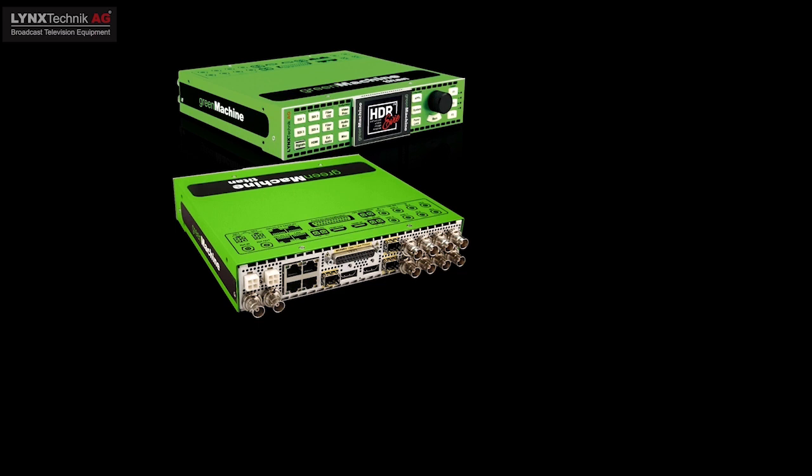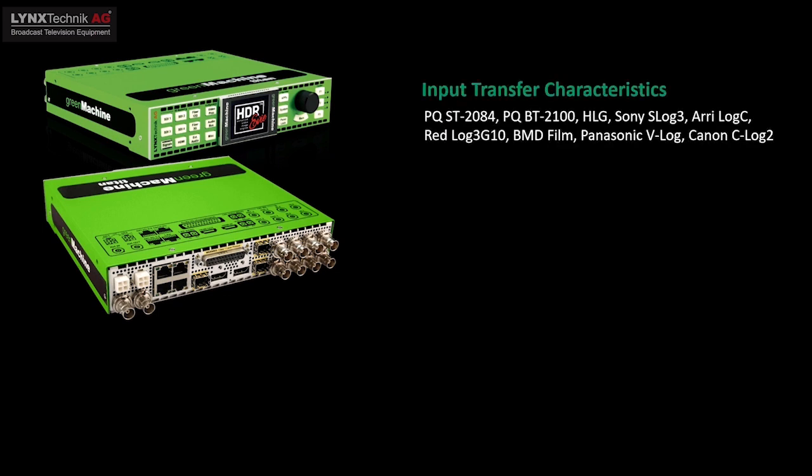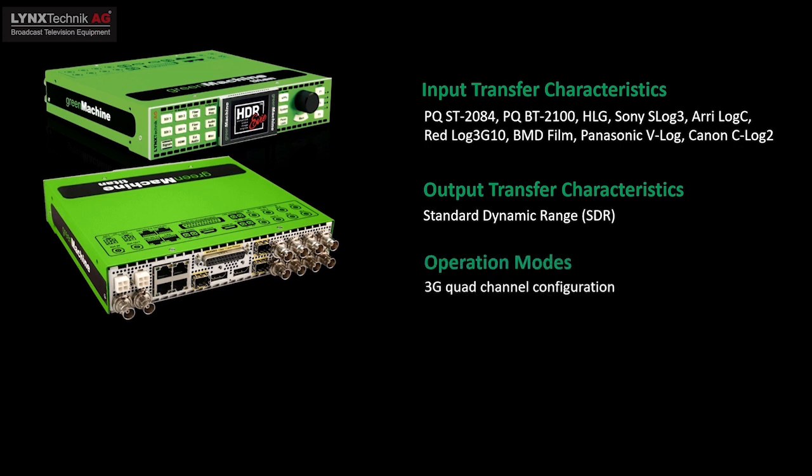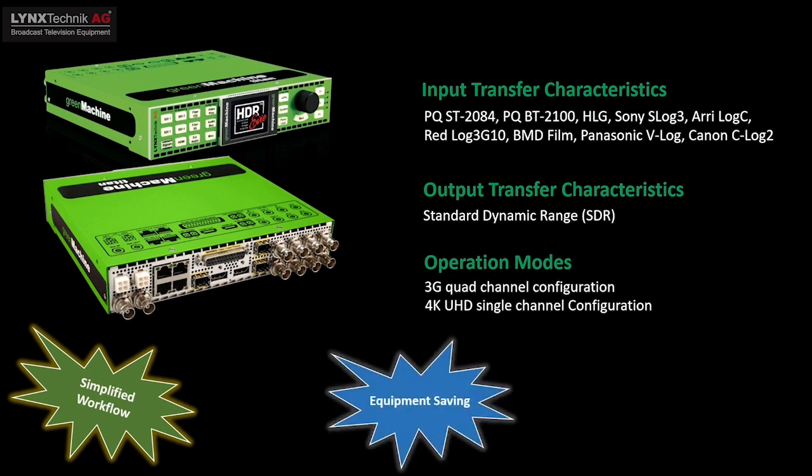Powered by award-winning platform Green Machine, HDR Evie is a complete package for live broadcast HDR and SDR needs. It supports all the major input transfer characteristics and converts them to standard dynamic range. The Green Machine HDR Evie hardware supports two operation modes: 3G quad channel configuration or 4K UHD single channel configuration. In half 19-inch rack size, Green Machine is one of the most powerful hardware present in the market.